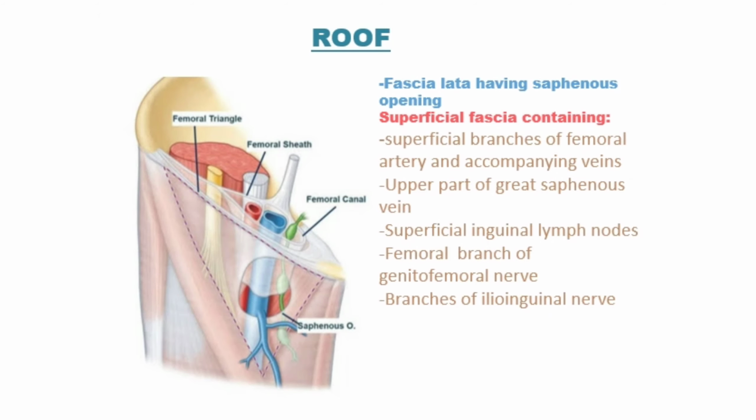Next we have the roof. Roof is formed by fascia lata having saphenous opening. Fascia lata is a deep fascia of thigh and saphenous opening is one of its modifications.